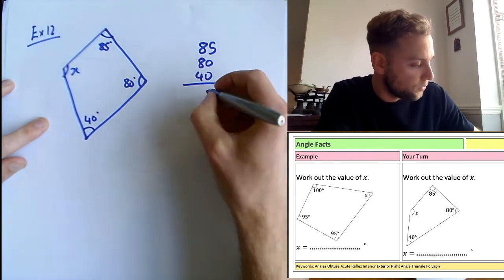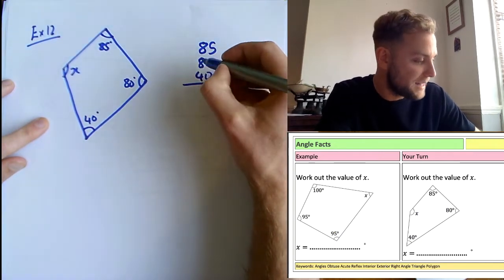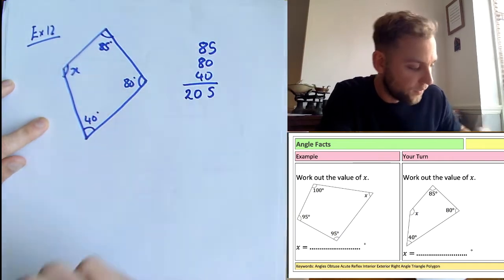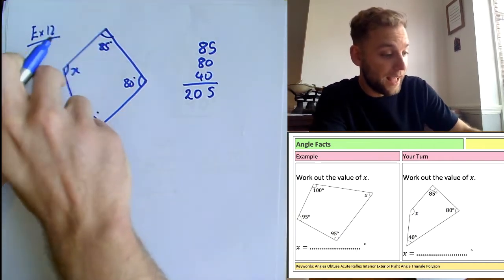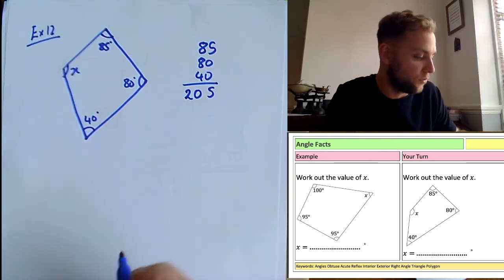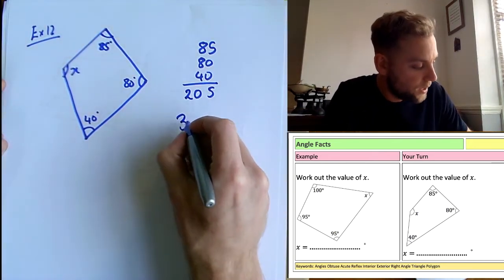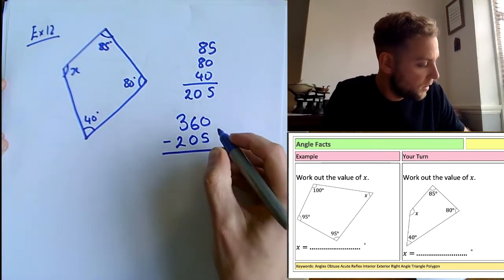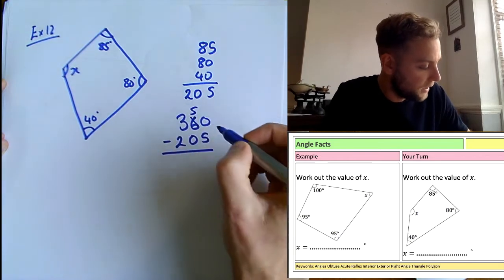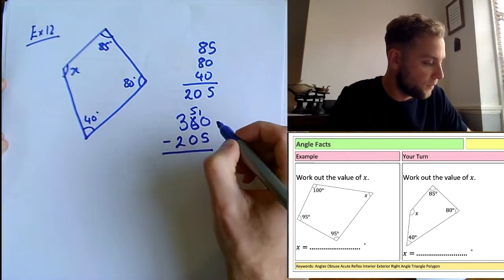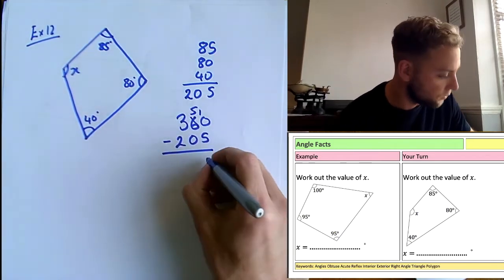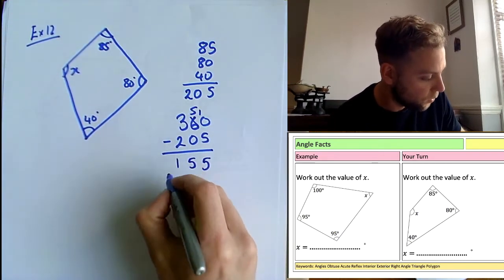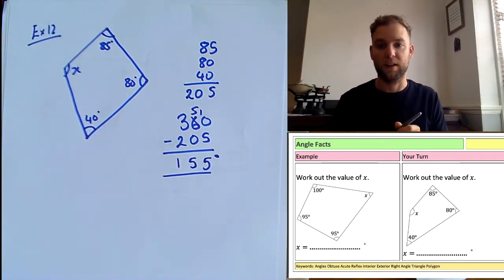So 5 plus 0 is 5. 8 plus 8 is 16, plus 4 is equal to 20, so that's 205. And then I know the angles in a quadrilateral from what I've just done are equal to 360. So 360, take away 205. So 0 take away 5 I can't do, so I have to borrow from that. So 10 take away 5 is equal to 5. 5 take away 0 is just 5. And 3 take away 2 is 1. So I end up there with 155.